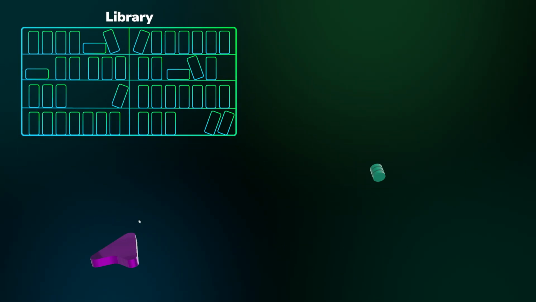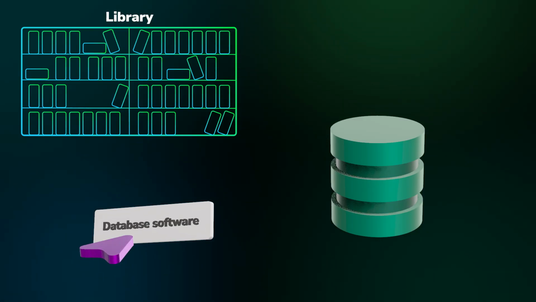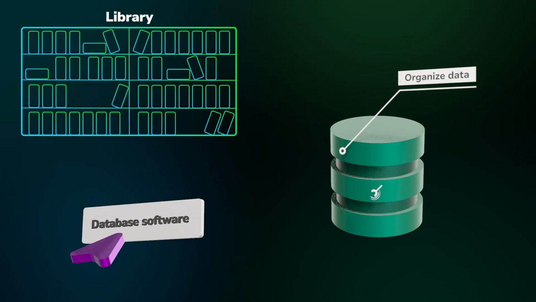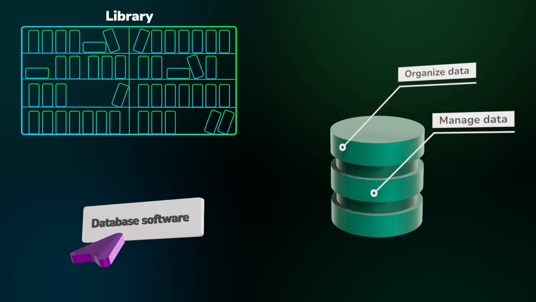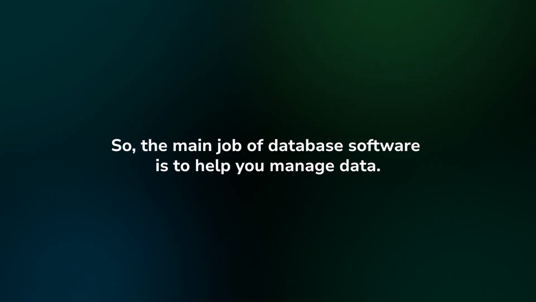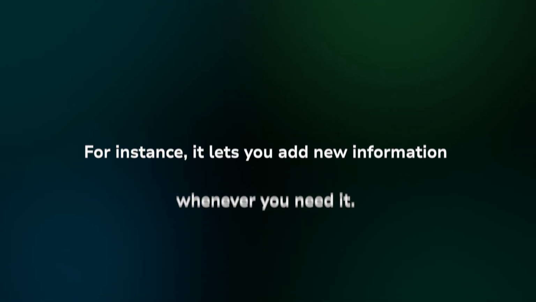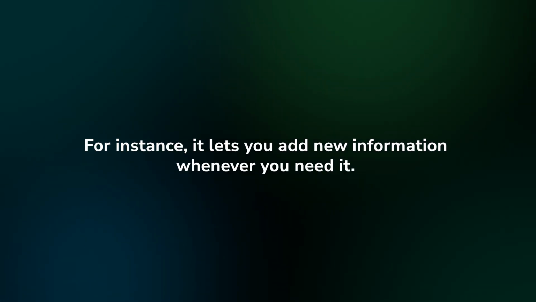In the same way, database software organizes and manages data in databases, ensuring its proper storage, quick retrieval, and effective management. Just as librarians keep books well organized and easy to access. So, the main job of database software is to help you manage data. For instance, it lets you add new information whenever you need it.